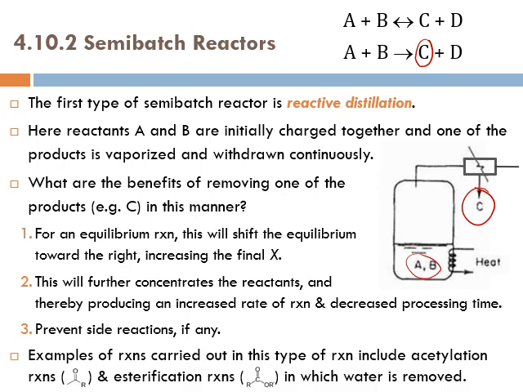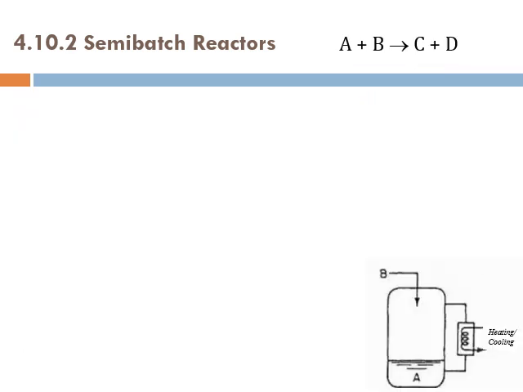Examples of reactions carried out in this type of reactor include acetylation reactions. So you have acetylation reactions and esterification reactions in which water is removed. So these are two reactions which can be carried out in a reactive distillation type.